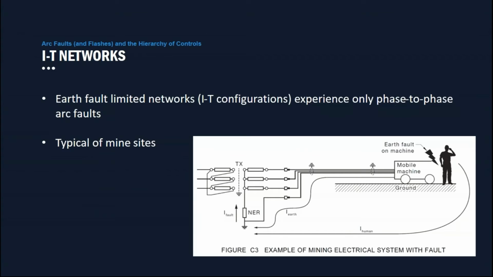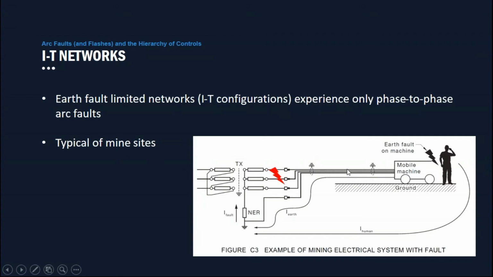So, an earth fault limited network, we've got a picture here. It's a general layout of a mining electrical system. We have three phases that go to a mobile machine, and we also have a conducted earth, which comes back through the neutral earthing resistor before it returns. So if we get a fault to earth, then hopefully the current flows around there and is limited by the NER.